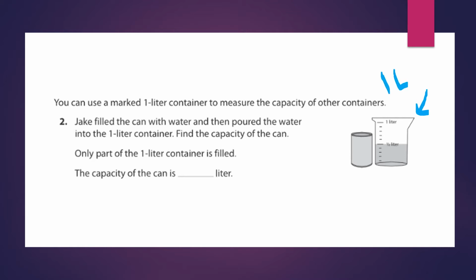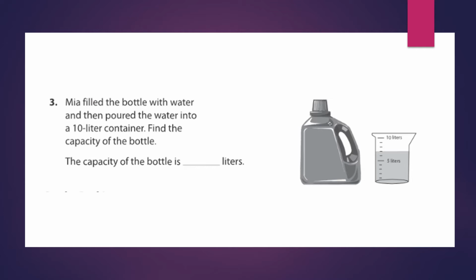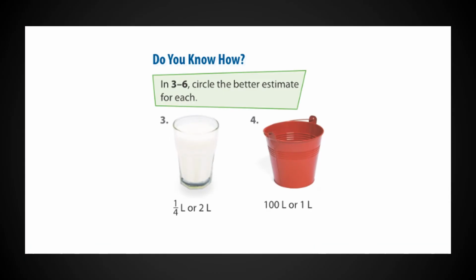Jake filled the can with water, then poured the water into the 1 liter container. Find the capacity of the can. So when I look here at the capacity, I see that I've used half of it. So we used half a liter. The next problem here says Mia filled the bottle with water, then poured the water into a 10-liter container. Find the capacity of the bottle. So here is my 10 liters, and I have 5 here, 6, 7, so I used up the 3 liters. The capacity of the bottle is 3 liters.